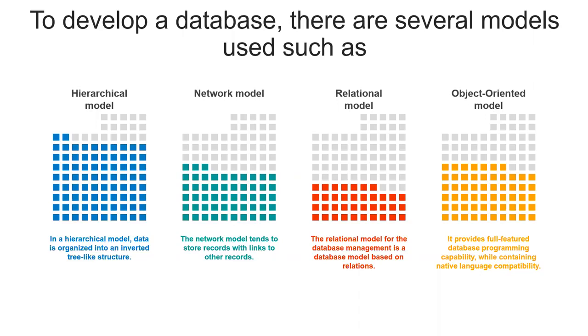The network model tends to store records with links to other records. And the relational model is a database model based on relations. The object-oriented model provides full-featured database programming capability while containing native language compatibility. To fully understand this object-oriented model, I guess we have to have a developer's logic, but I will try to explain it to you.